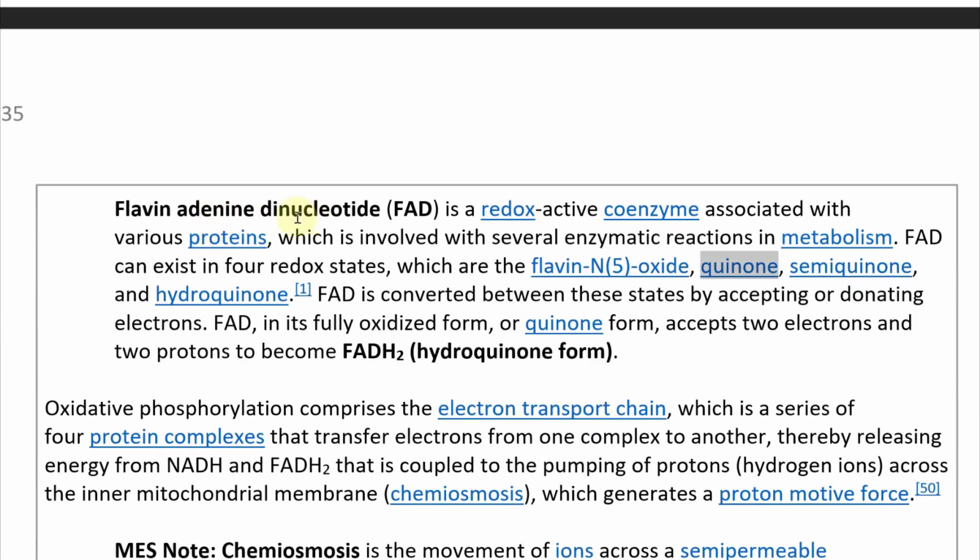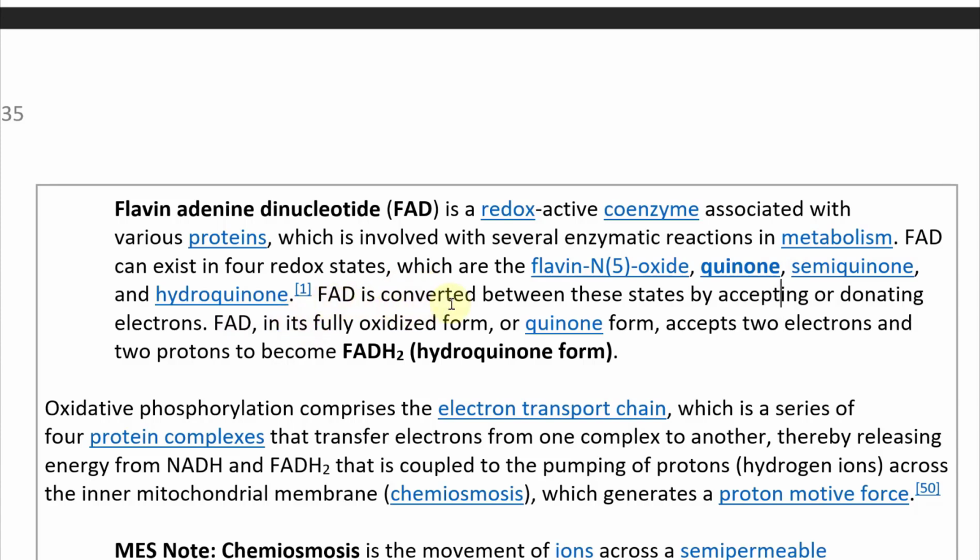And then the FAD, or flavin adenine dinucleotide, is a redox active coenzyme associated with various proteins, which is involved in several enzymatic reactions and metabolism. And FAD can exist in 4 redox states, which are the flavin N5 oxide, and then there's the quinone. So let's bold this right here. And then semiquinone, and then the hydroquinone.